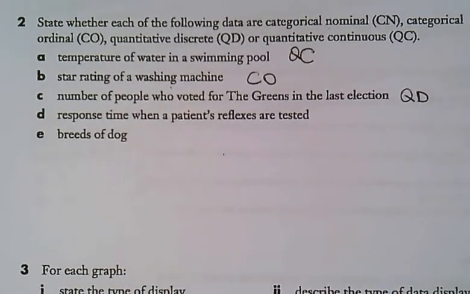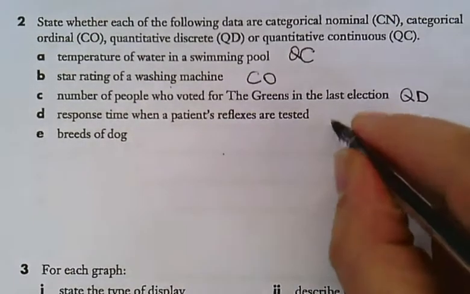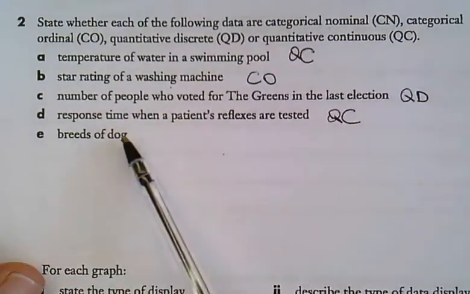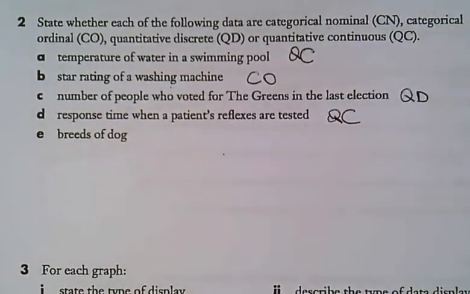Response time, when a patient's reflexes are tested, how do you check the response time? On a stopwatch or something like that. So this is definitely quantitative, but is it discrete? Do you count numbers? You don't go 1, 2. Time is measured. It's continuous. Quantitative, continuous.